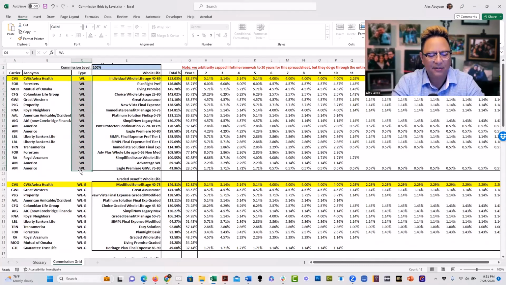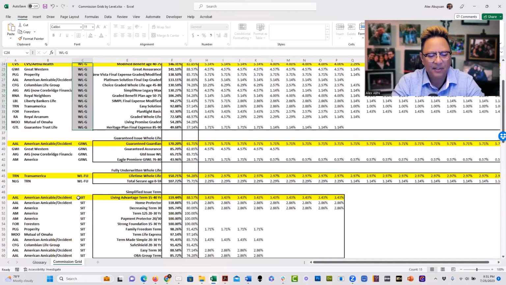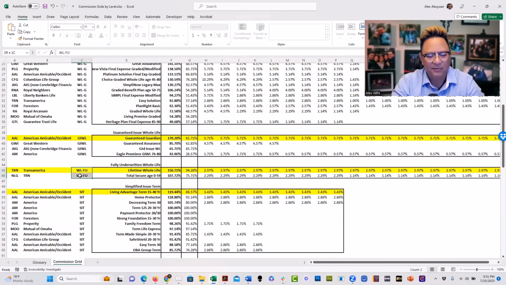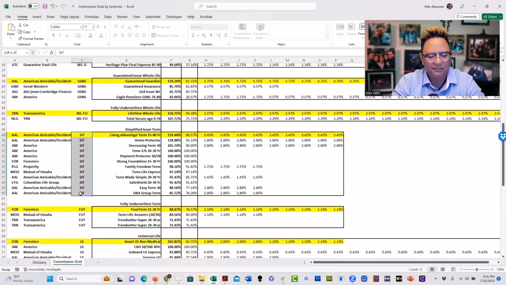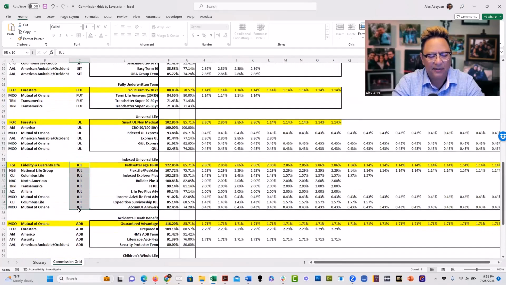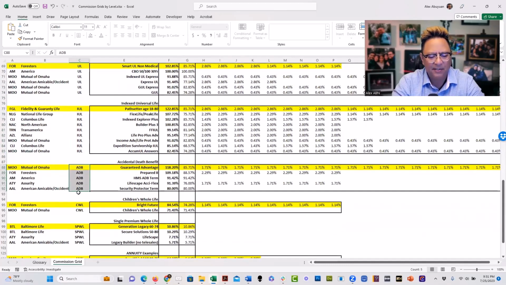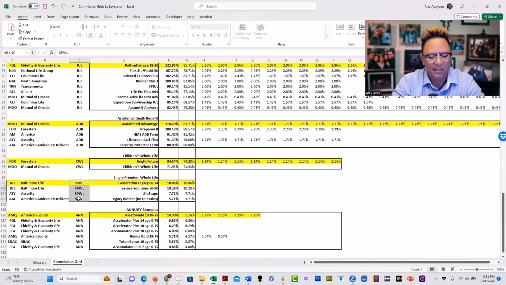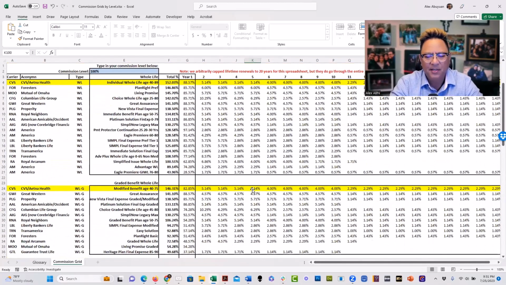These are all the whole life carriers: whole life graded benefit, whole life guaranteed issue, whole life fully underwritten, whole life simplified issue, term fully underwritten, universal life, index universal life, accidental death benefit policies, children's whole life, single premium whole life, and then just some representative annuities. These aren't maybe the ones that you write, but it shows you what the commission rate would be. In effect, these are the commission rates if you're at the 100 level. There's no multiplying this by that. You just put it in there.